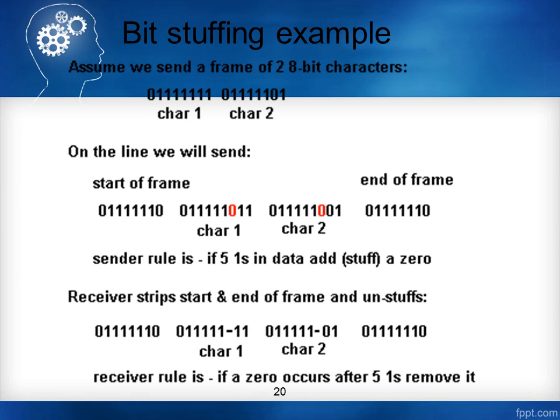This is an example where we see that for every 5 consecutive ones a 0 has been added, and we are going to consider this as character 1 and character 2. At the receiving side, the 0 is going to be removed.